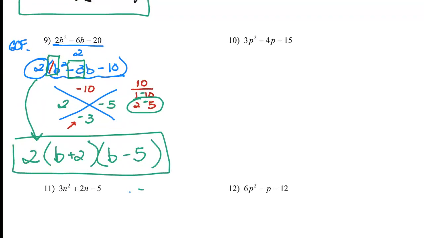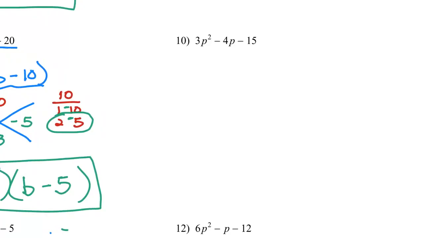All right, let's go to the next one. Number 10, 3p squared minus 4p minus 15. Look for a GCF. Smallest coefficient is 3. Can that factor or divide into all of the other numbers evenly? No. Do I have a variable for each term? No. So no GCF. Go to the X factor.